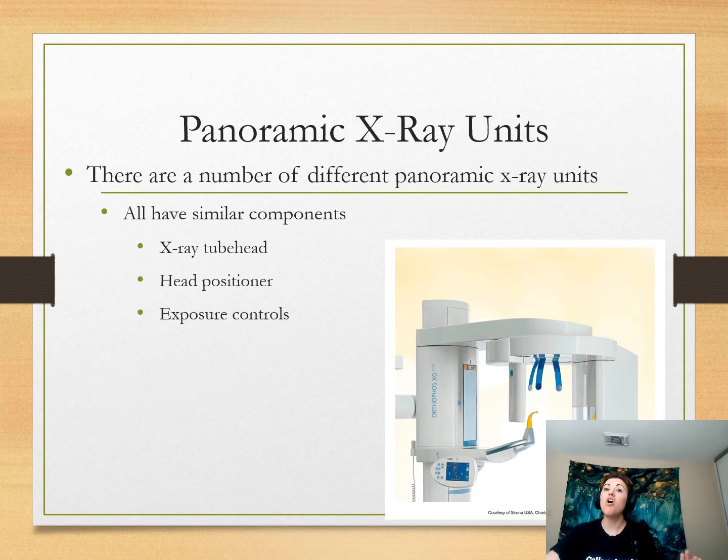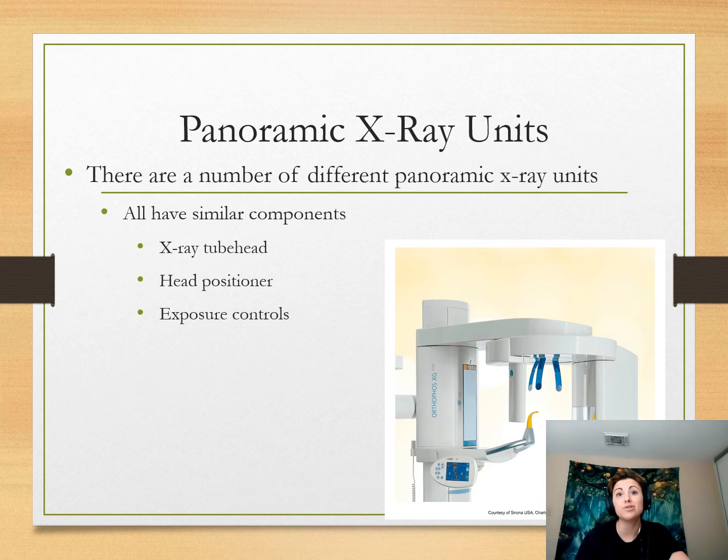But anyway, they all have the same components, no matter what kind of X-ray unit you're using. If it's traditional film, if it's PSP plates, or it's completely digital now, they're all going to have these specific components, which is the X-ray tube, obviously, the head positioner, and the exposure controls. So most of the time it's all in one. You can see that picture, the little dial at the bottom with the blue screen and the little buttons next to it.